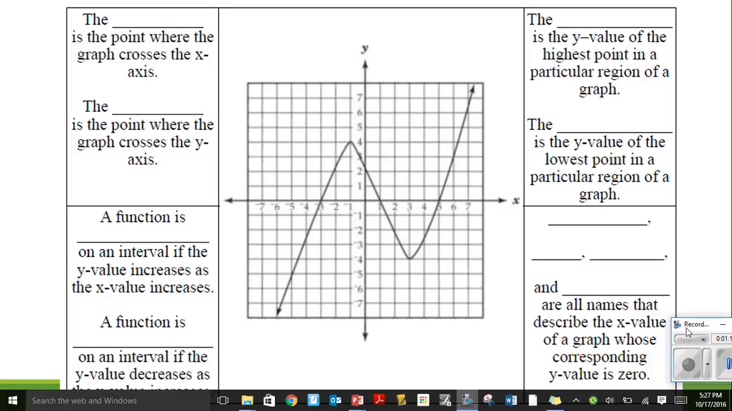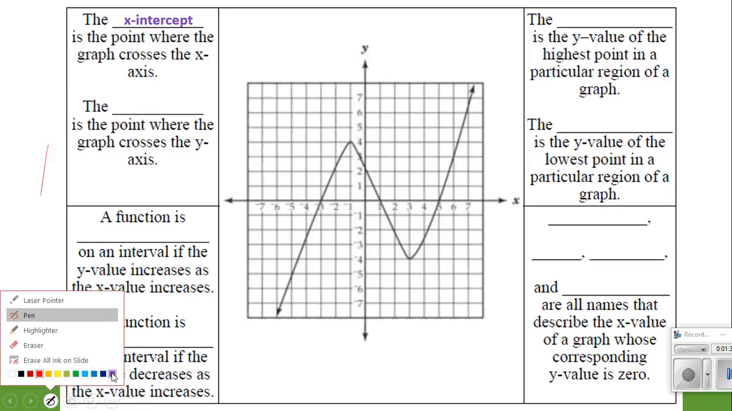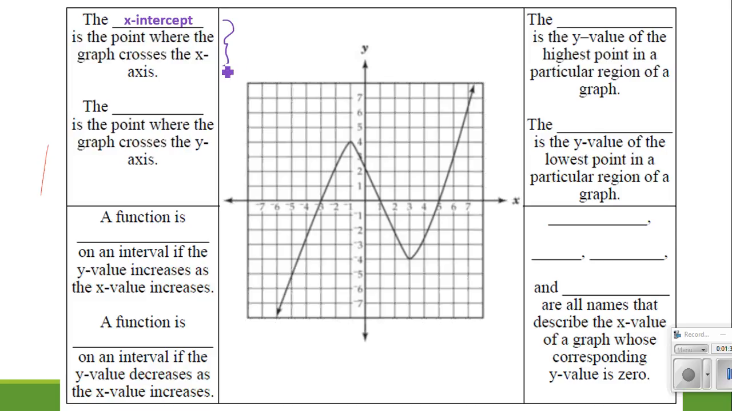The first thing we're going to talk about is the x and y intercepts. So the x-intercept is the point in the graph where the graph crosses the x-axis. Those are always going to be in ordered pair form. So this is what I have in purple. Remember we need ordered pairs. So what are the ordered pairs where it crosses the x-axis? Well, -3, 0, 1, 0, and 5, 0. So you want to make sure that you do ordered pairs.